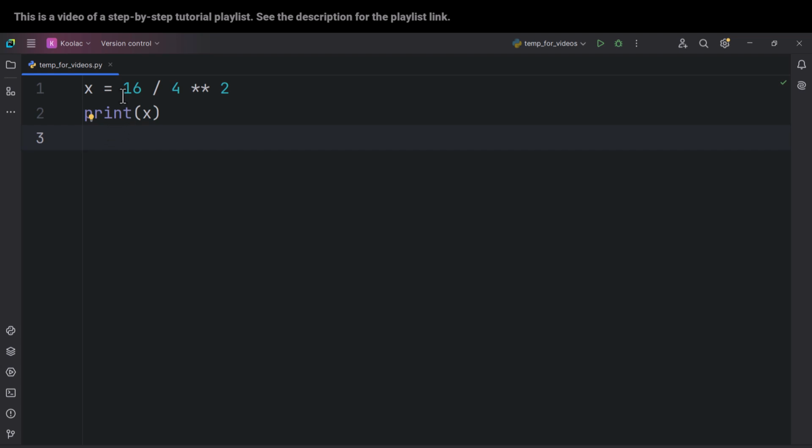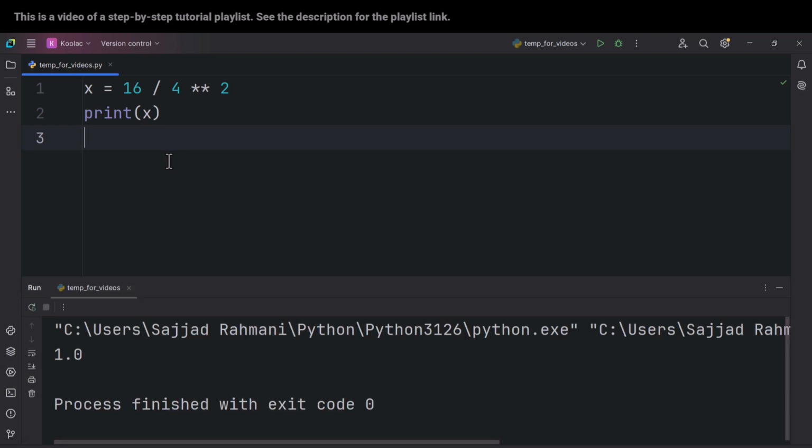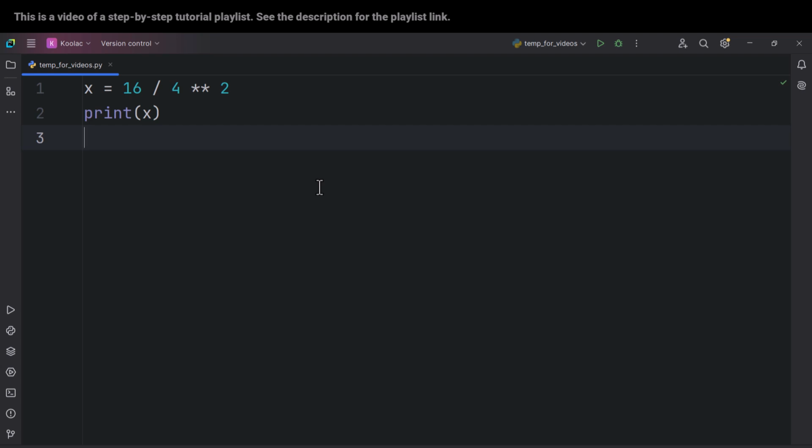If you are like 90% of the people, you will answer this simple question wrong. Those people would say, okay, 16 divided by 4 is 4, and 4 to the power of 2 is 16. But actually, this is wrong. And if I run the code, you can see the result is 1, not 16. But the question is, why?